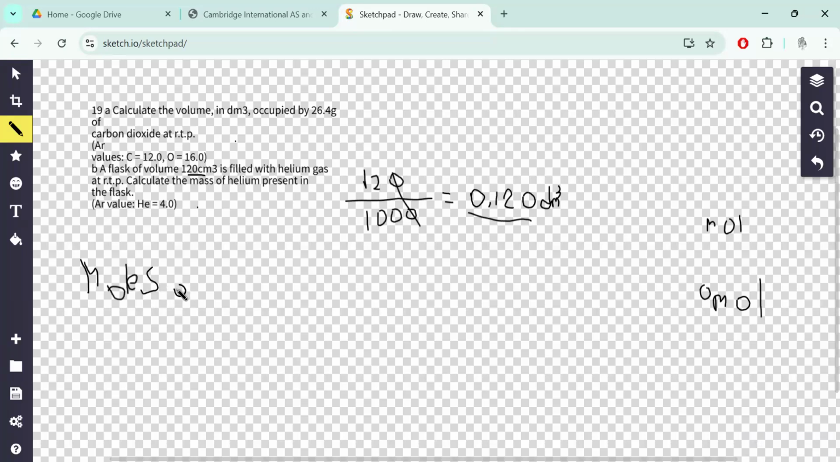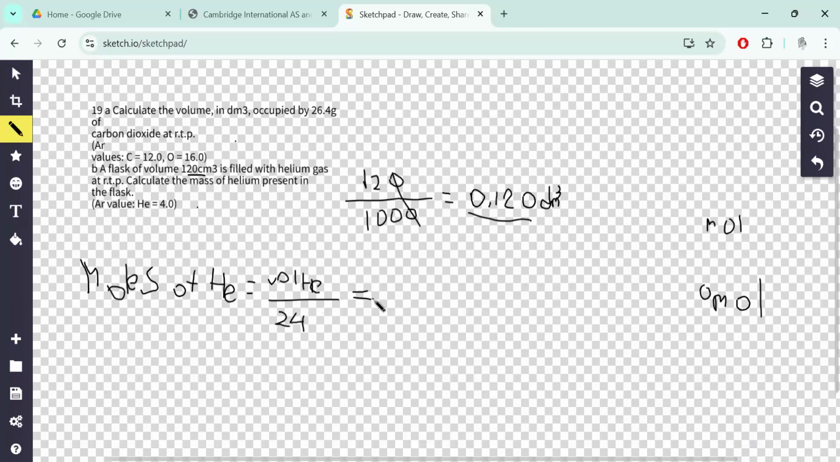So the moles of helium right here. To calculate the moles of helium, we need to do this first. We have the volume of helium right here, and we're going to divide this by 24, since it is the formula for gas at this temperature.